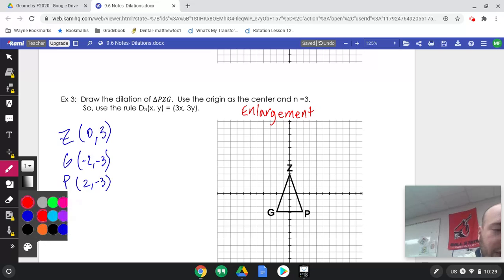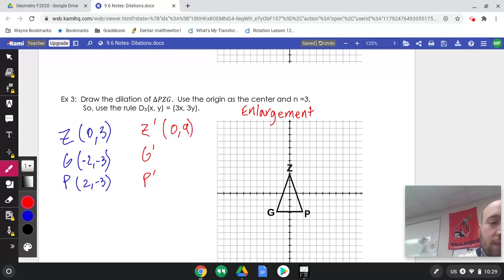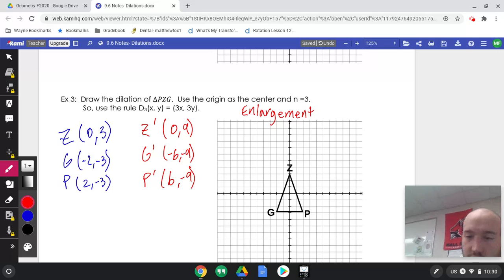All right, all we have to do now is find what Z prime, G prime, and P prime will be. So we multiply by 3 on both of those. We'll get 0, 9, negative 6, negative 9, and finally 6, negative 9. So 0, 9: 1, 2, 3, 4, 5, 6, up here.